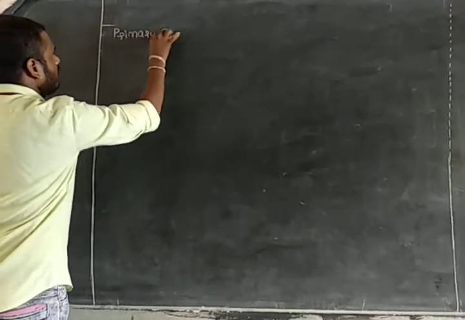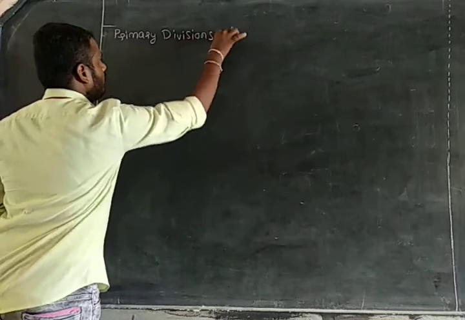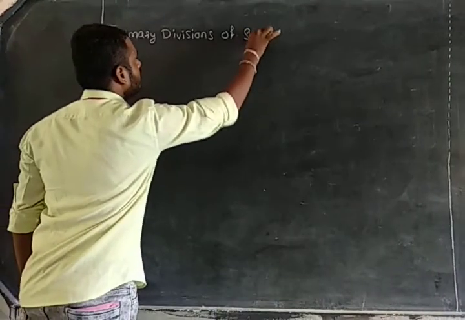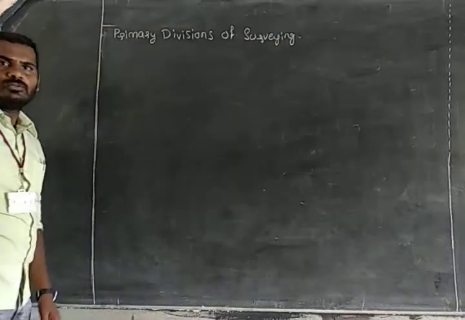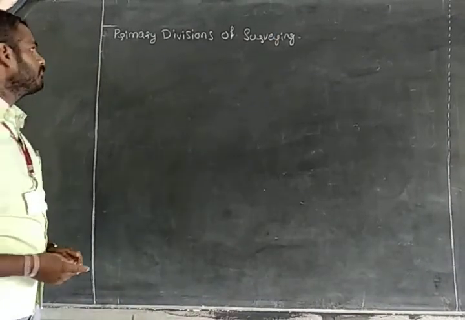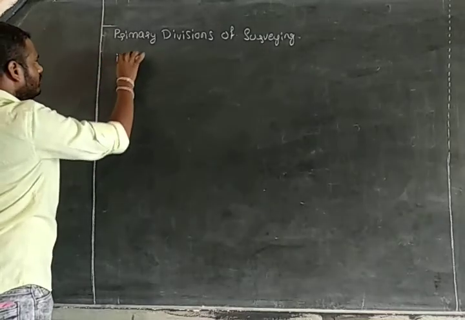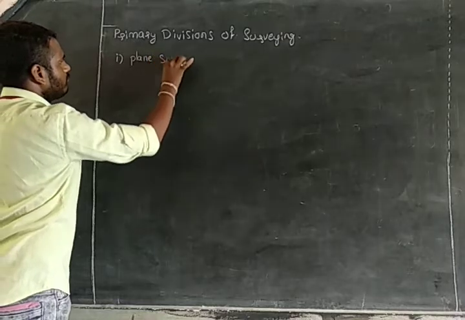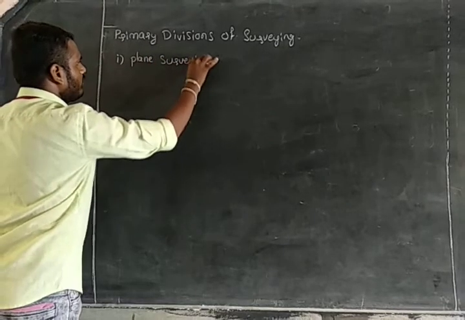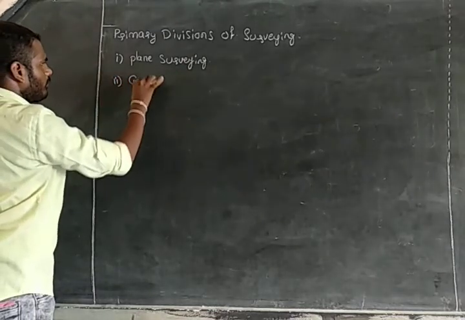Primary divisions of surveying. So we have two primary divisions of surveying. The first one is plain surveying, and the second one is geodetic surveying.